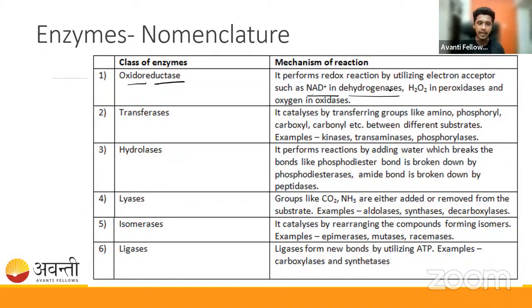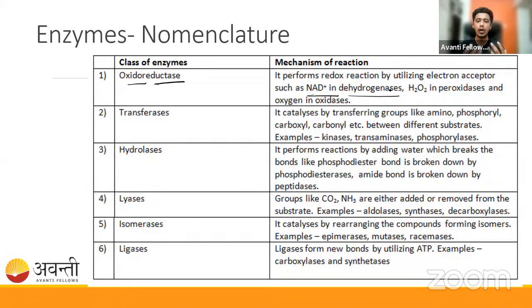It gets oxidized, right? Now, when it comes to transferases, what are transferases? You have certain prosthetic or functional groups like amino groups, phosphate groups, carboxyl groups, or carbonyl groups. Now, what happens? Functional groups get transferred between molecules. So this is called transferases. Ketases, transaminases, and phosphorylases are examples of transferases.